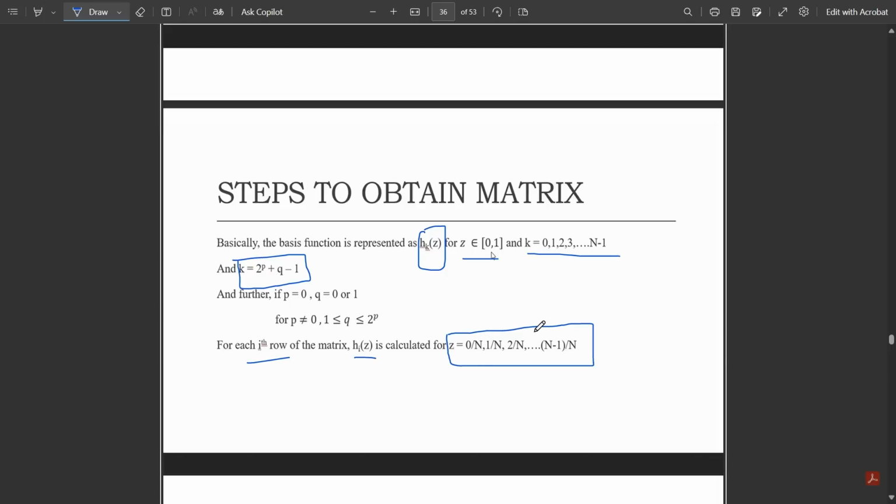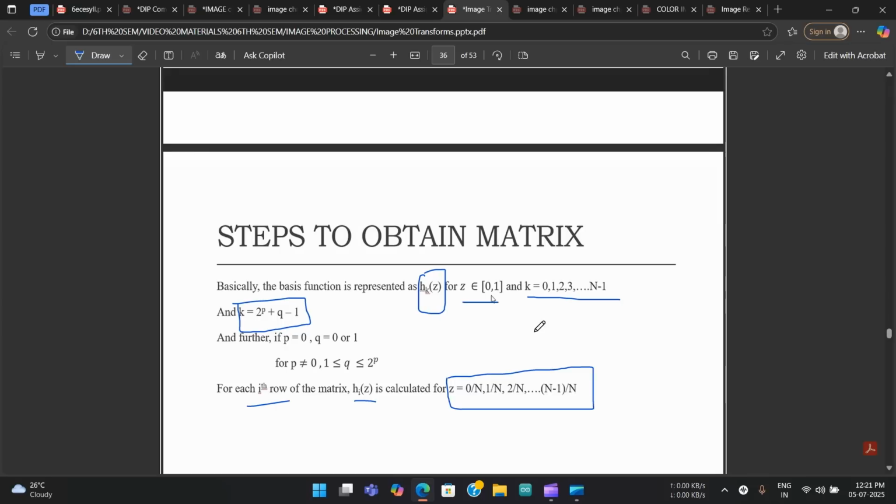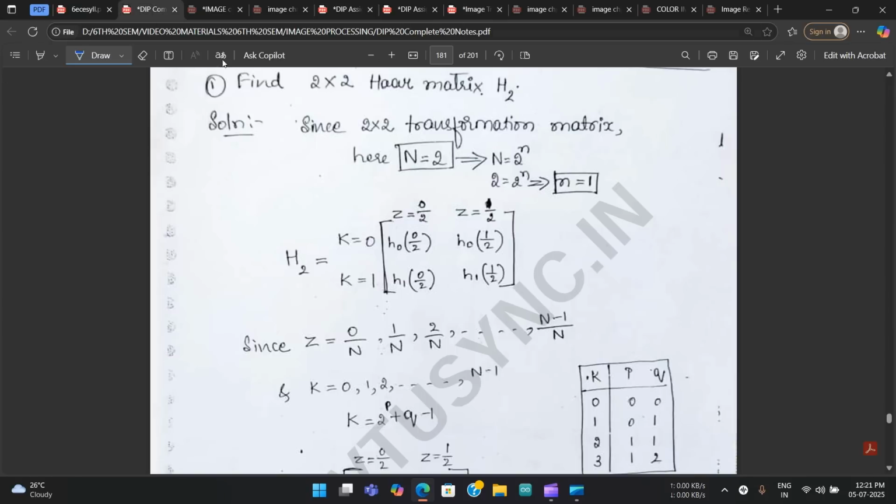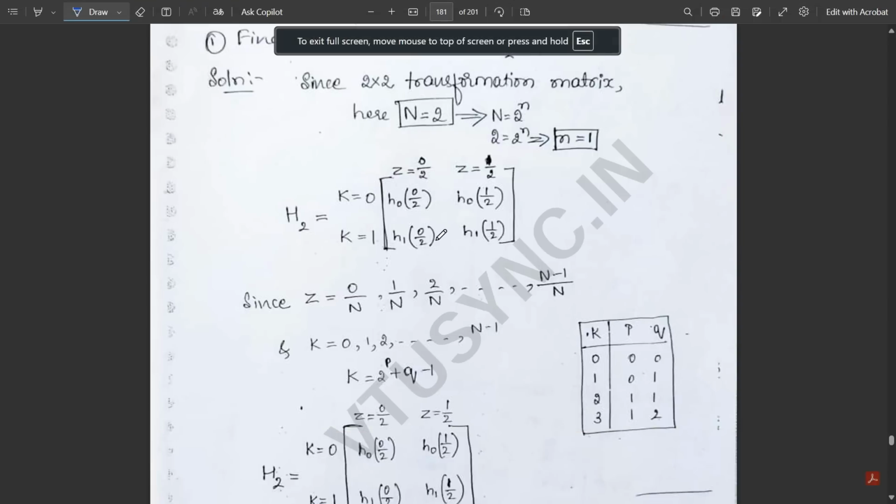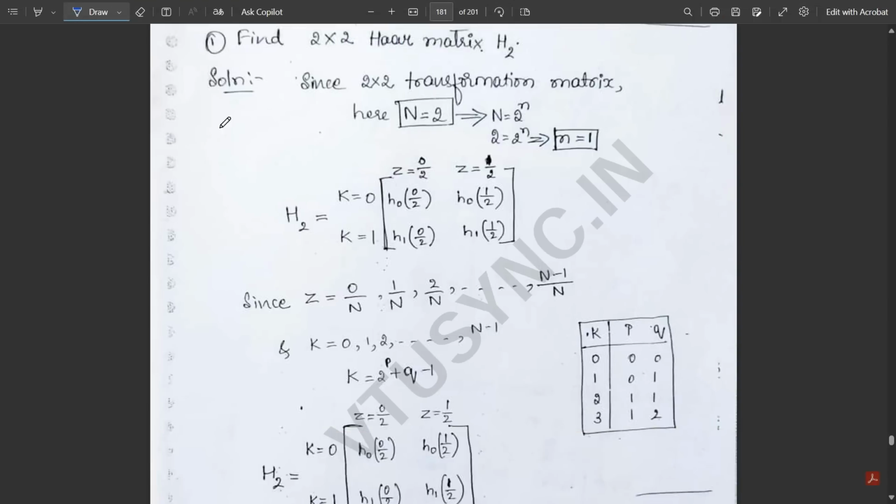Let us see this with one problem now. With this problem it will be very clear how to solve the Haar matrix. This is the problem here. You see, they have given: find the 2 cross 2 Haar matrix H2. So they have told us to find H2.